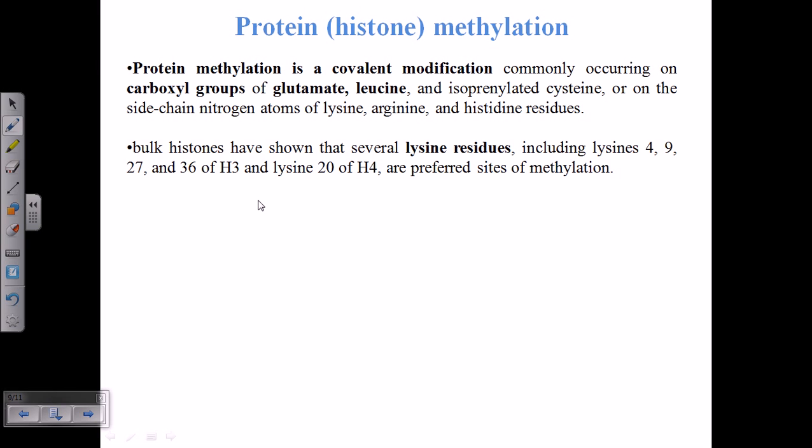So till now we have talked about DNA methylation. Now let us talk a little bit about protein methylation, because I have told you that methyltransferases can methylate both DNA as well as proteins. Protein methylation is again a covalent modification, and it is also specific, just like DNA methylation, where methylation tends to occur on cytosine as well as adenosine. In protein methylation, usually they methylate the carboxyl group of glutamate, leucine, or isoprenyl cysteine, so majorly glutamine and leucine, and the carboxyl group of them. And they can also methylate lysine residues.